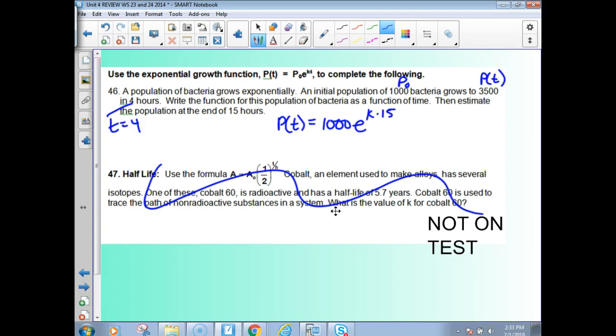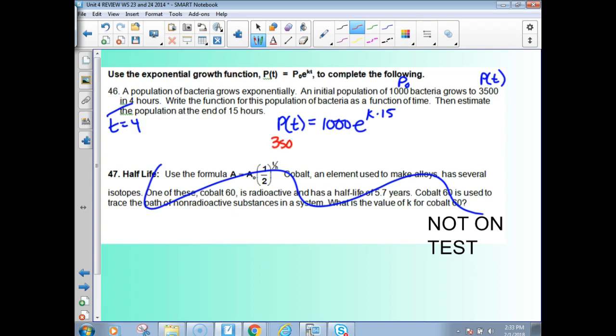Now we want to figure out our k, right? So this is the equation. I am going to do that now. It said to write an equation as a function of time, which would be this. Now at this certain time, we have 3,500 in 4 hours.